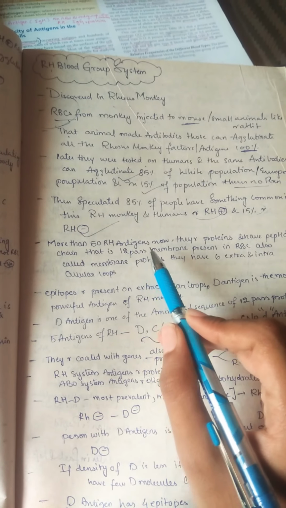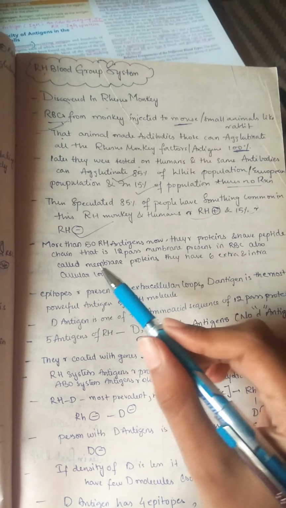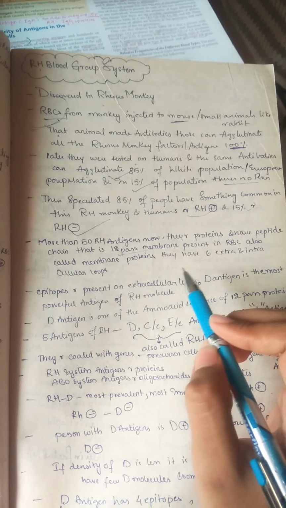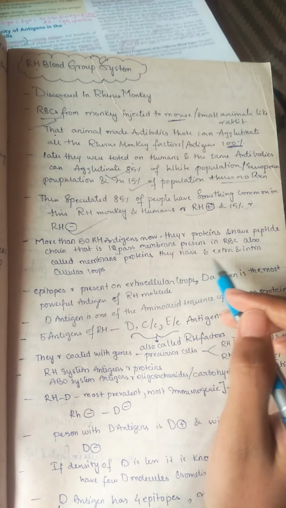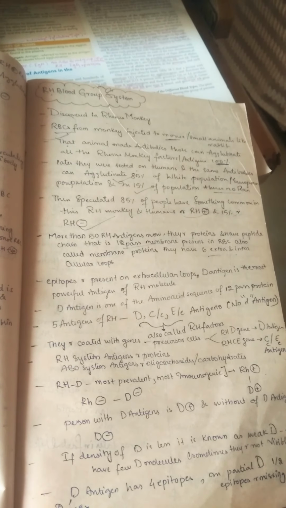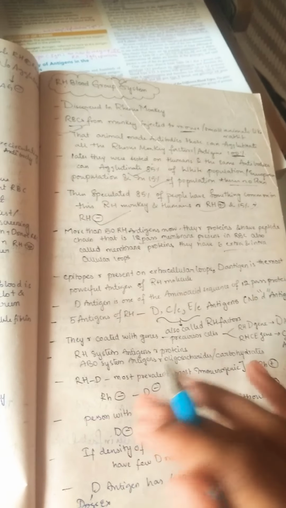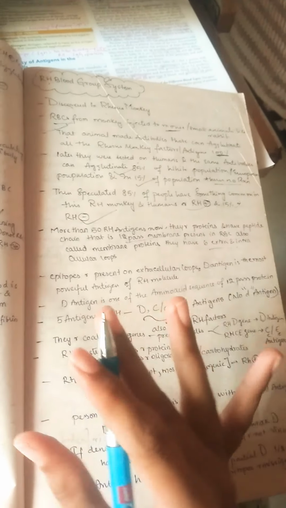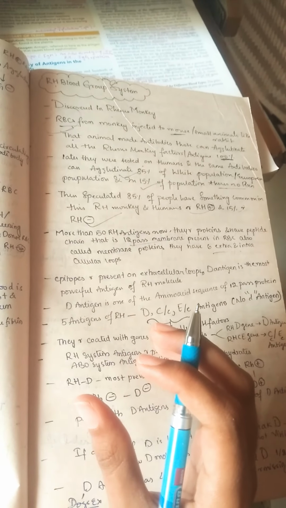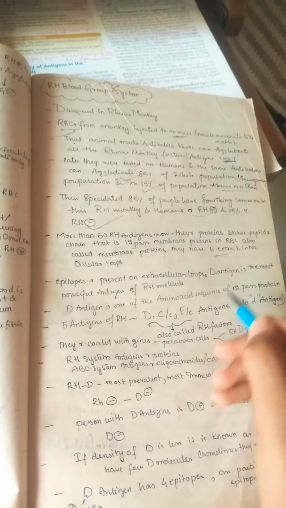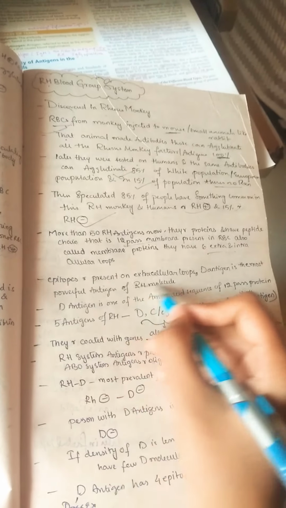So there are more than 50 RH antigens, and they are proteins with a peptide chain that is 12 pass. Mainly they have a 12 pass membrane structure present in the RBC, also called a membrane protein. They have 6 extracellular and 6 intracellular loops, so 12 pass membrane means 6 plus 6. Epitopes are also present on the extracellular loops. Of course, epitopes, the binding sites of antigens or antibodies, are mainly present on the extracellular loops, and D antigen is the most powerful antigen of the RH molecule.